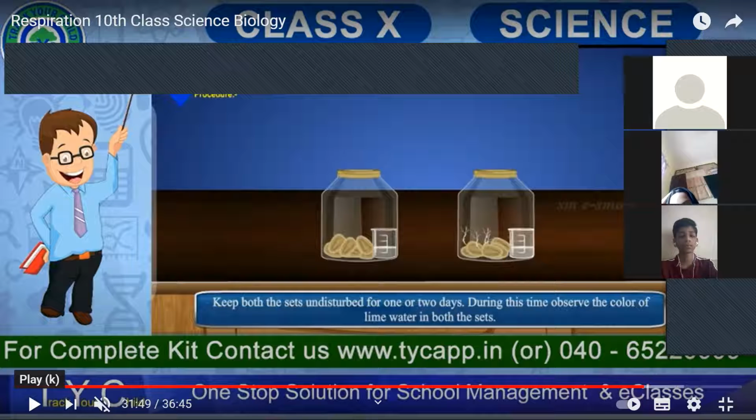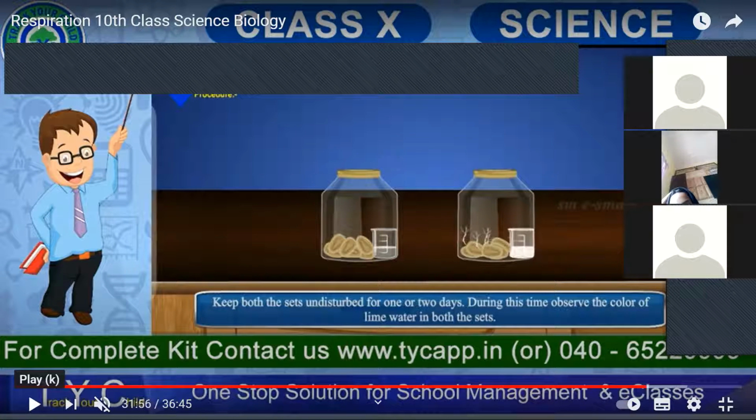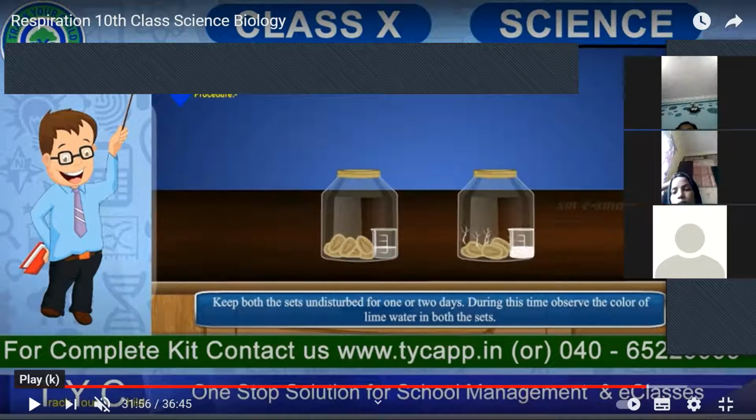During this time, observe the color of the lime water in both the sets. So now you have to observe. Supposing carbon dioxide is released during the process of respiration, what will happen to the color of the lime water? It will turn milky white, ma'am. Yes, it will turn milky white. So now, which one do you observe as turning milky white? The one with the dry seeds or the germinating seeds?